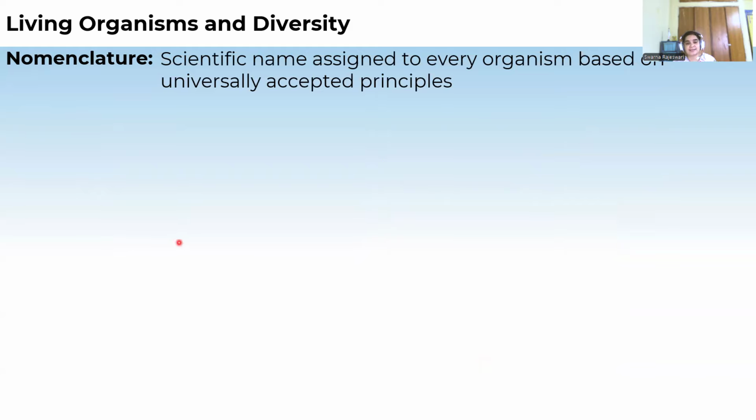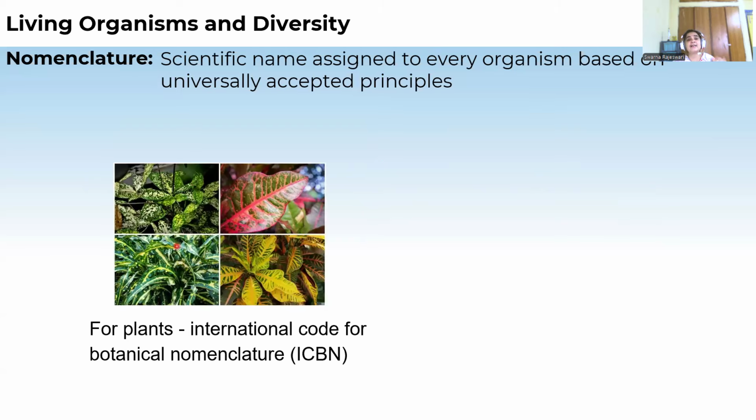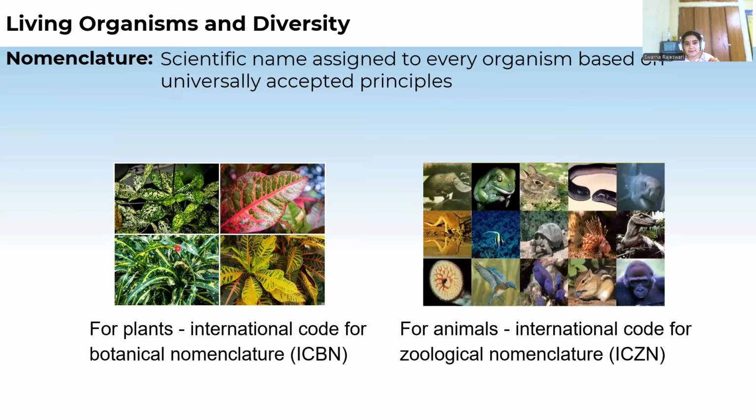As we have been named by our parents, likewise all the organisms surrounding us are named scientifically. Those names which are given scientifically to those organisms, we call nomenclature. That nomenclature is based on certain principles. Each plant, each animal, each fruit is given a certain name based on some principles.